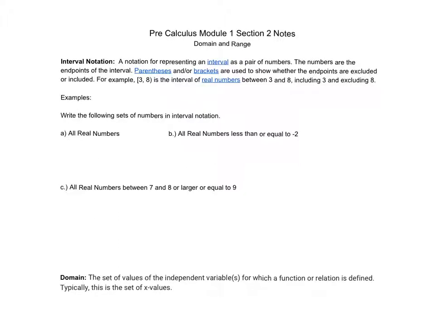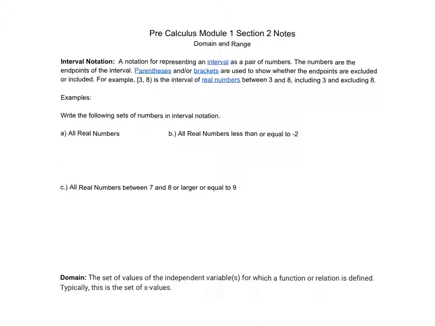Okay, in section 2, we're going to look at the concept of domain and range of some different relations in math. Before we do that, though, we want to go ahead and review a concept called interval notation. Now, interval notation is a notation for representing an interval as a pair of numbers.